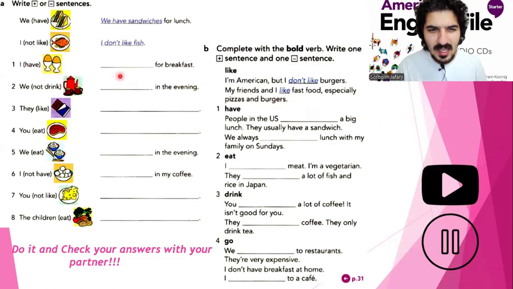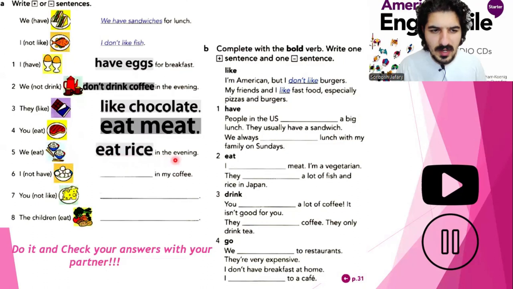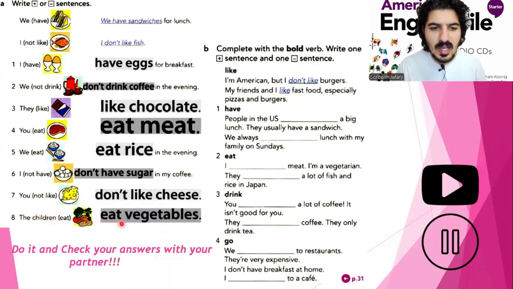I have eggs. I have eggs for breakfast. We don't drink coffee in the evening. They like chocolate. You eat meat. We eat rice in the evening. I don't have sugar in my coffee. You don't like cheese. The children eat vegetables. Very good.